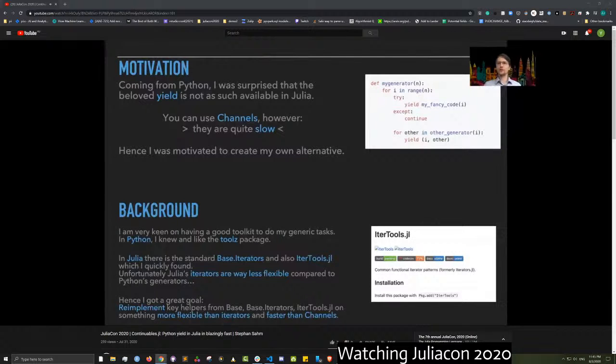So coming to Julia, of course, I wanted to have it fast. The second motivation is that I always like to have my packages, my tools, right. Julia comes with some standards in Base, Iterators, and also IterTools. But the iterators are just not flexible enough, to put it simply. So that was my goal: I wanted to re-implement these key helpers on top of a somewhat more flexible type, which is at least faster than channels. And it worked out.